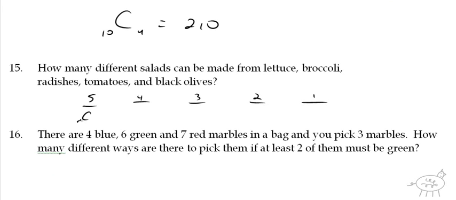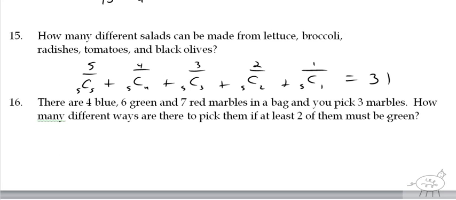So 5 items is, of course, 5C5. And 4 items, 5C4, and 5C3, and 5C2, and 5C1. And, of course, it's 5 items or 4 items or 3 items or 2 items. Okay? And again, order doesn't matter. It doesn't matter if I have lettuce, broccoli, or broccoli, lettuce, right? Add all those together, and I get 31.